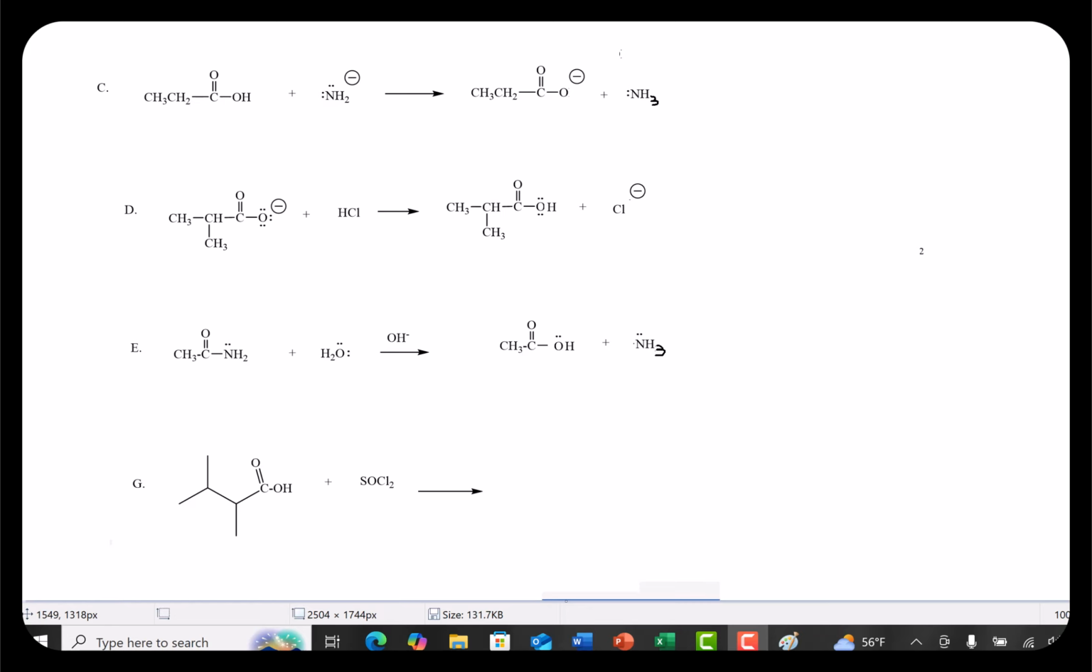Now, you don't have to know the mechanism of this. I don't even remember if I discussed it, but it's similar to what happens when alcohols are converted to an alkyl halide. The OH gets replaced by a sulfur species. And let me correct my wording there. The oxygen of the OH bonds to sulfur.